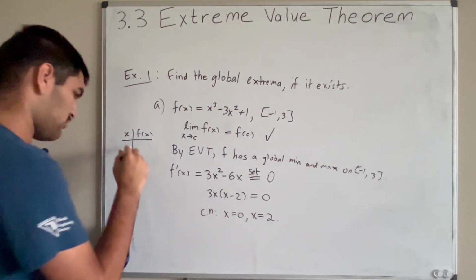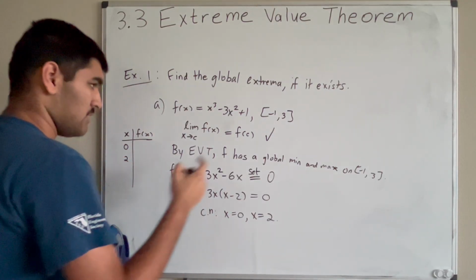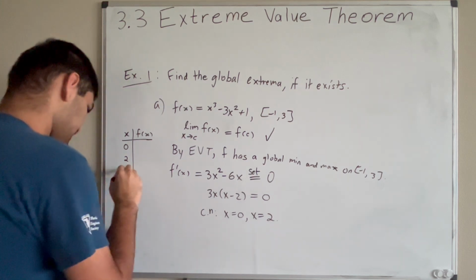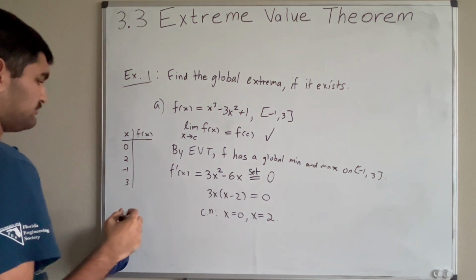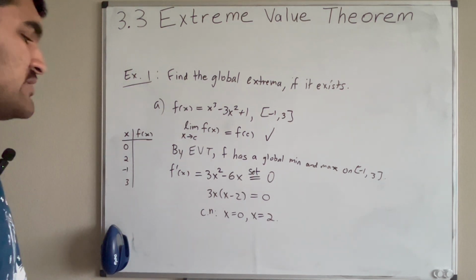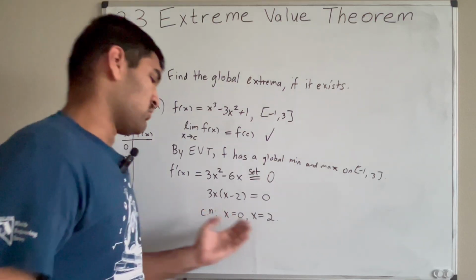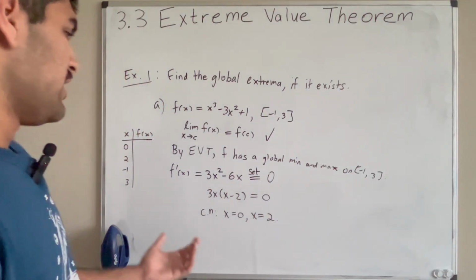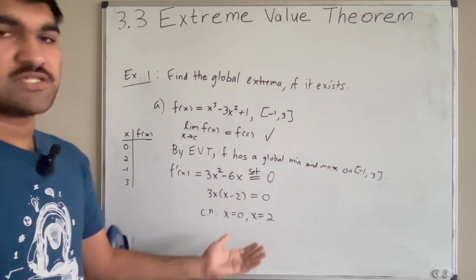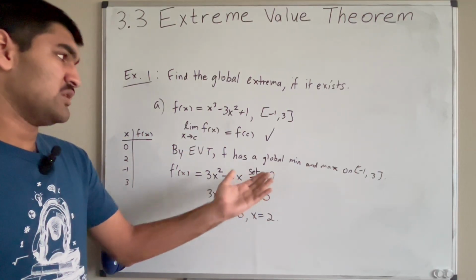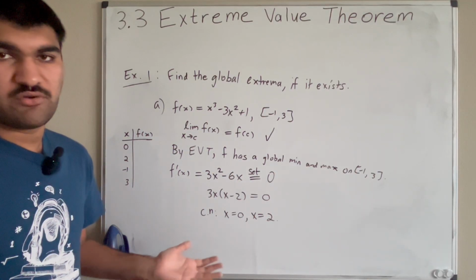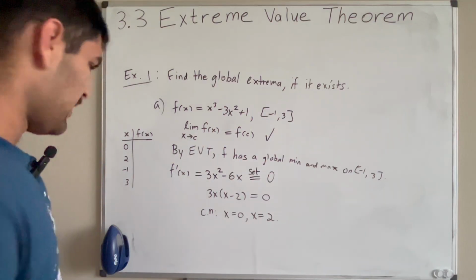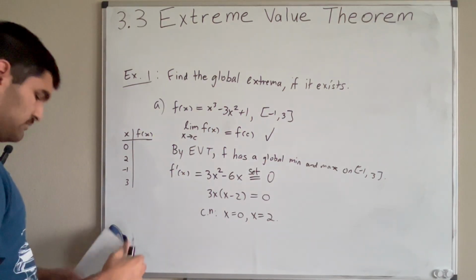So obviously we have our critical numbers 0 and 2, but then we also have to remember to include our endpoints, -1 and 3. And sometimes there are even cases when you don't get any critical numbers, right? Like it's never equal to 0 and the derivative is never undefined. But then EVT does guarantee the existence of extrema. So then you're just stuck. You're like, what do I do? The endpoints, right? But anyway, we'll see that in the next example.